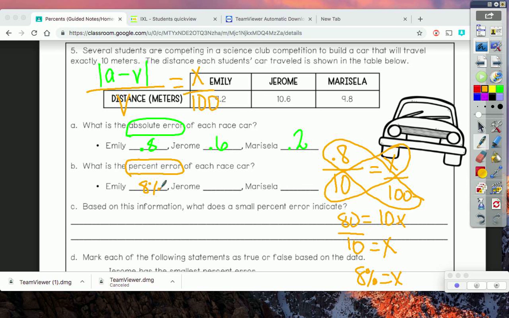All I'm doing is solving for adding to my equation. And if you notice, the equation built on itself. Okay. All right. On to our next one.